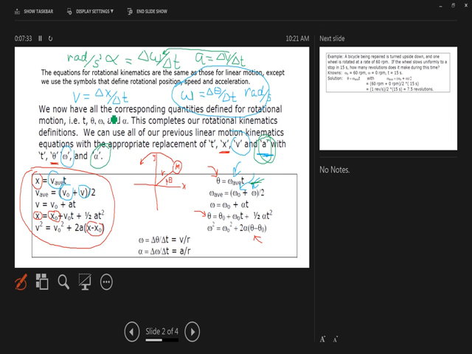So there we go. Everywhere we see an a in our formulas, we can convert that over and put an alpha in our formulas. It's that simple, folks. There's the set of equations that we can use to do rotational kinematics, just like we did linear kinematics back in Chapter 2 and Chapter 3. So let's go ahead and look at an example.